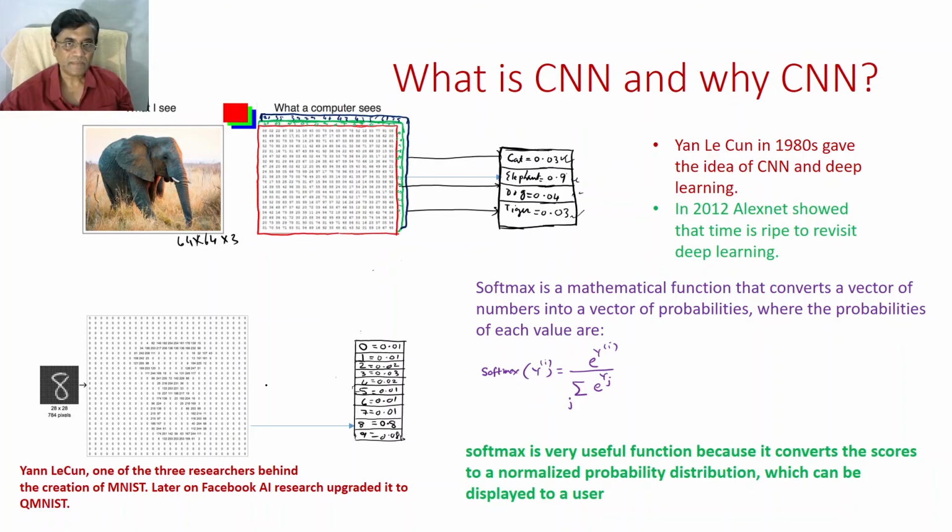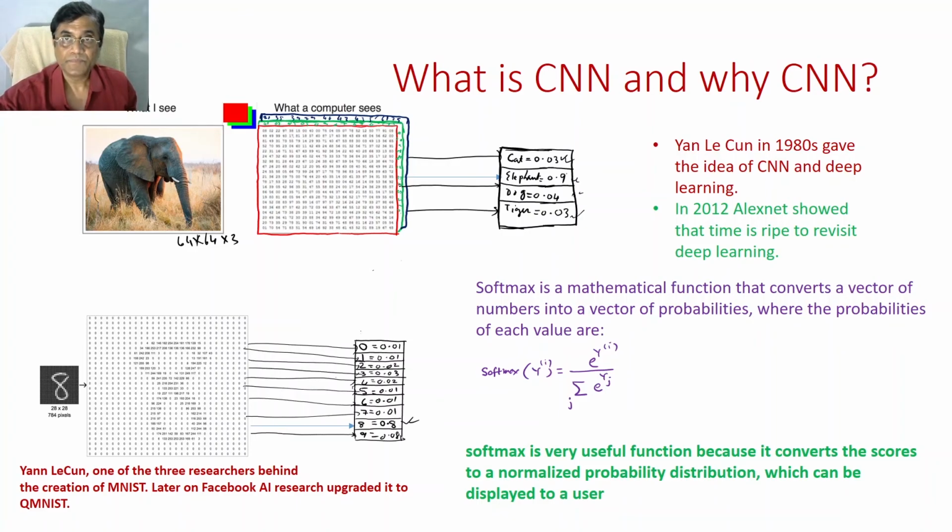Same thing here. Say you have 10 digits, 0, 1, 2, 3, 4, 5, 6, 7, 8, 9. The convolutional neural network will give you some numbers. And all these numbers, when passed through the softmax function, will give you probability values, right? And then you can see the probability of getting 8 is maximum, so you can infer that it is 8. That's how CNN works.